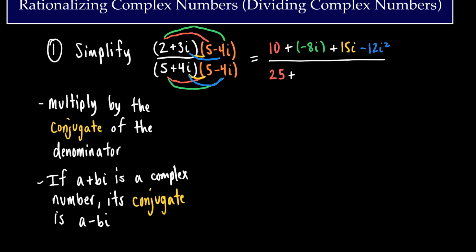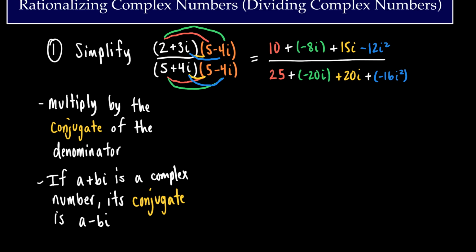Plus, what's the green going to be? So if we do 5 times negative 4i, that's negative 20i. When we do the yellow, we have 4i times 5, so that's plus 20i. And then for the blue, on the bottom, we'll have 4i times negative 4i. That's going to be negative 16i squared.